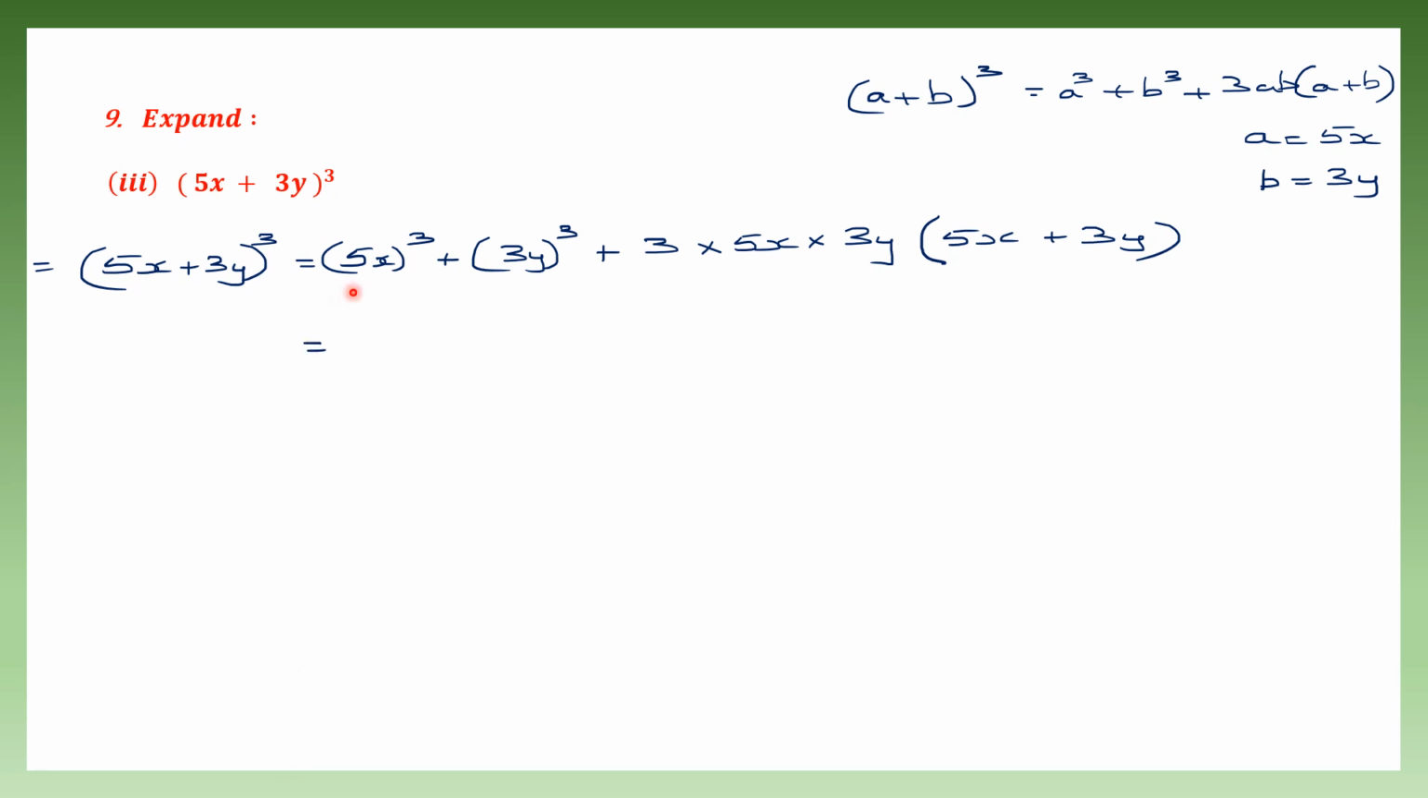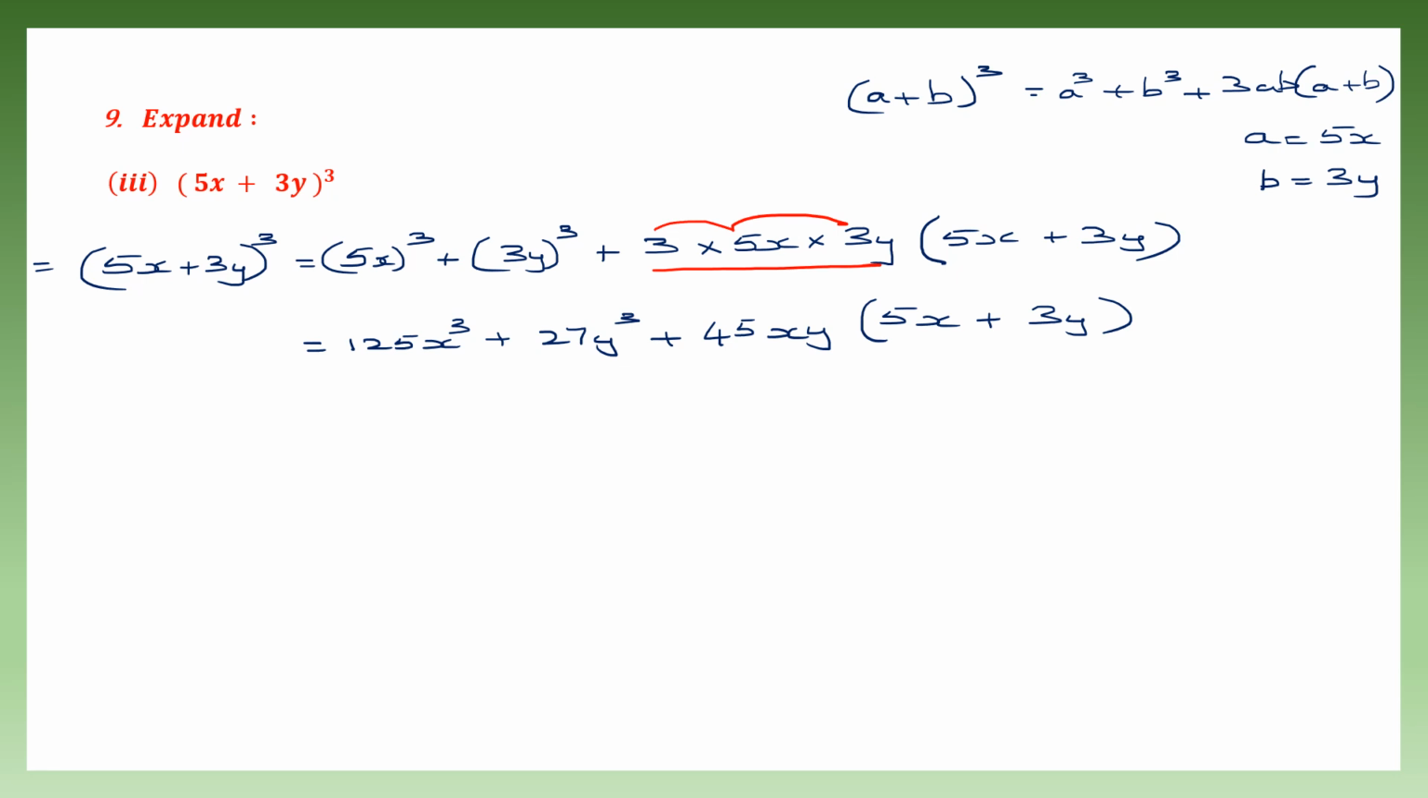So 5x cube means 5 into 5 into 5. That is 125. X into x into x is x cube plus. Now here we go. 3 cube. 3 3s are 9. 9 3s are 27. Y cube. Now let's look at this now here. So here what do we have? We have the numbers 3 5s are 15, 15 3s are 45. So let's write that, plus 45, and we have x, y, and in brackets we have 5x plus 3y.